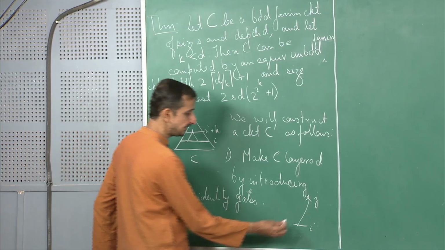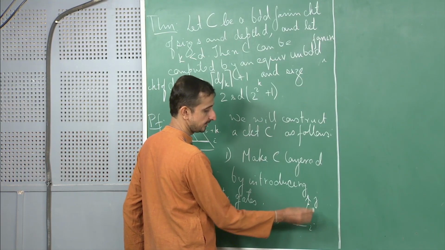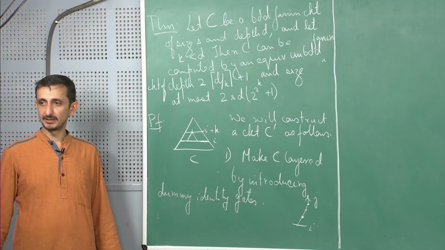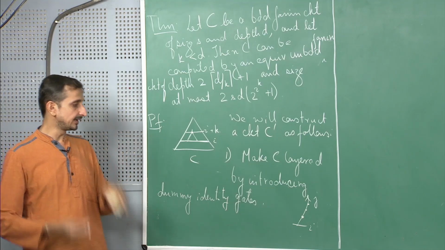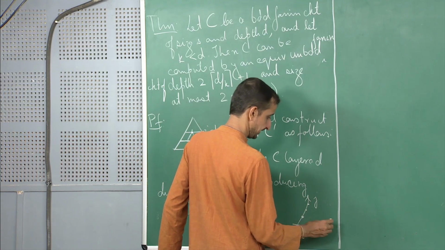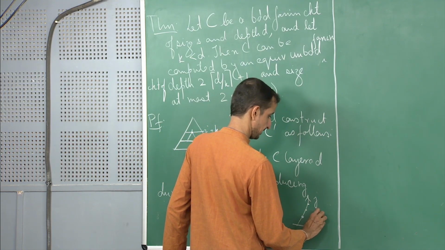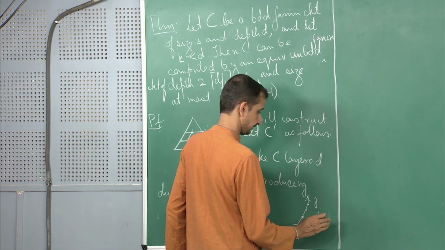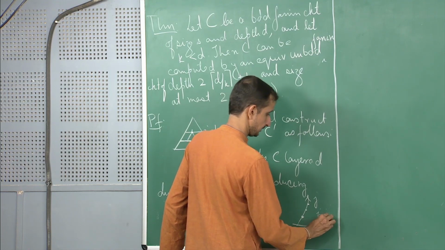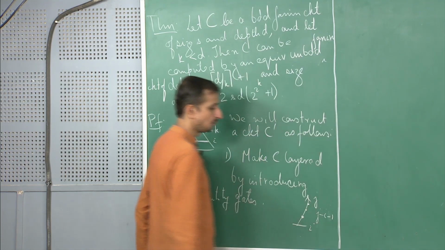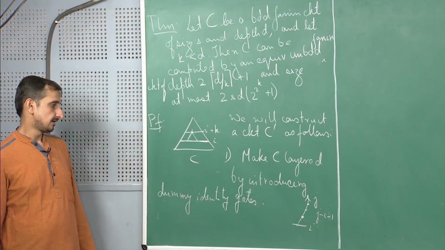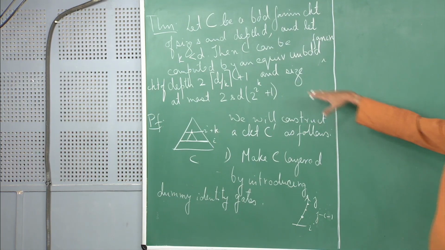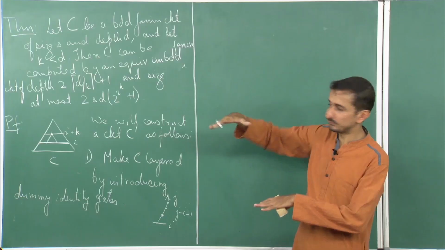Then I will introduce some dummy nodes, dummy gates, which are identity gates. Essentially, whatever they take as input, they send the same thing as output. This is to make it layered. So I will be adding j minus i minus 1 many such dummy nodes for every such edge. Initially my size was S and depth was D.